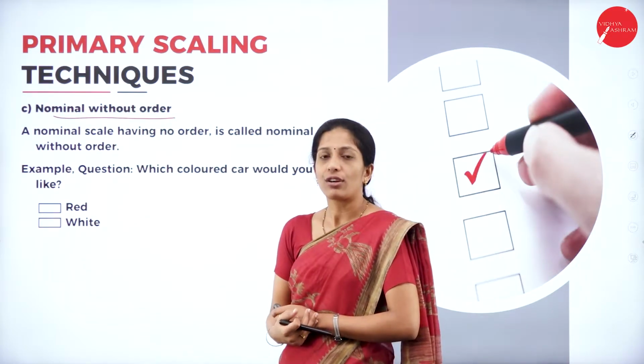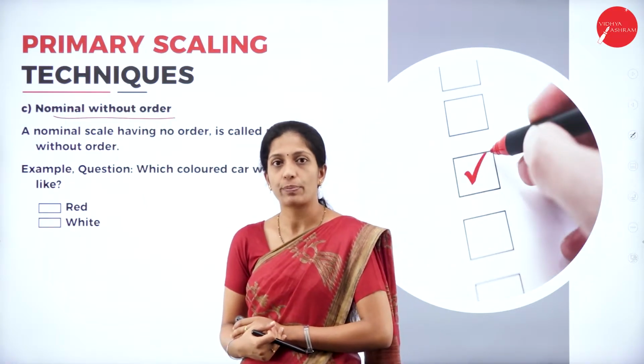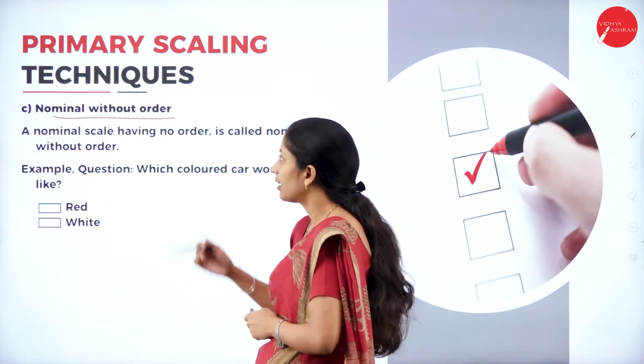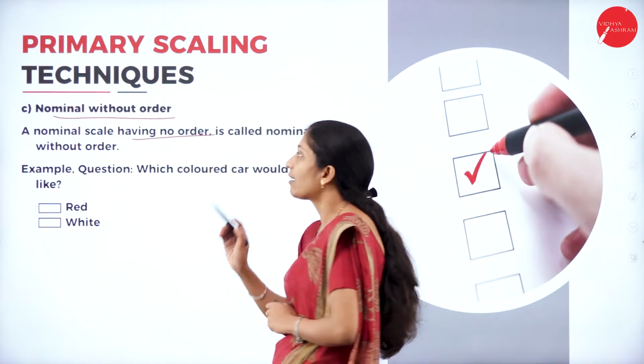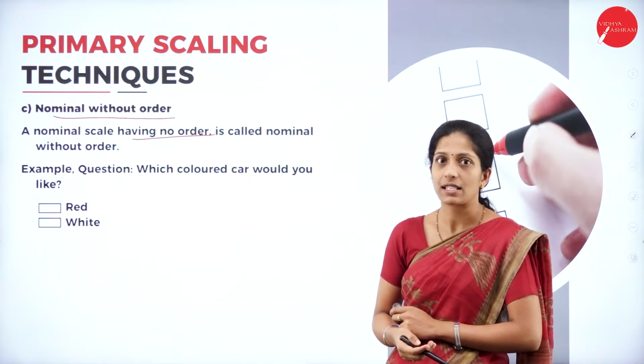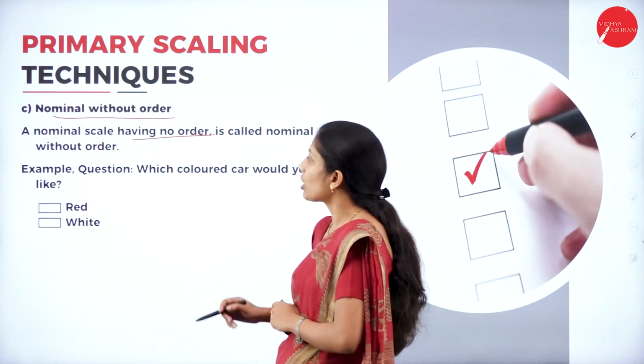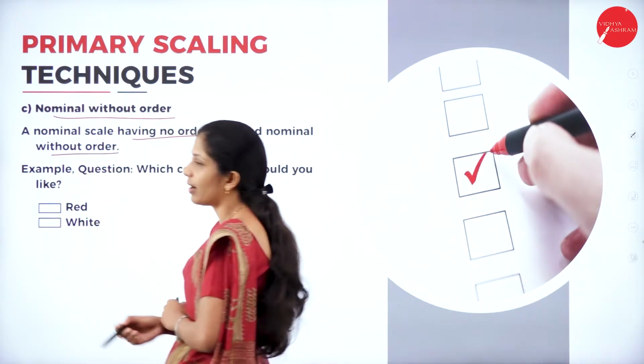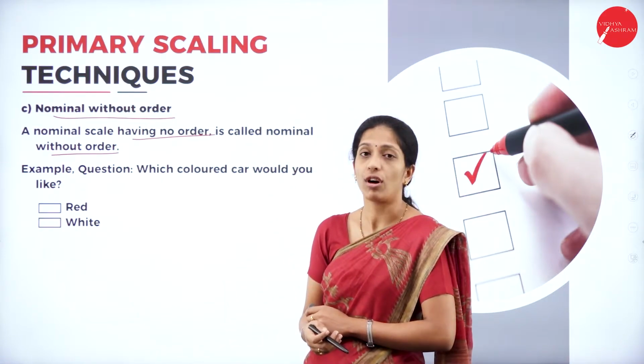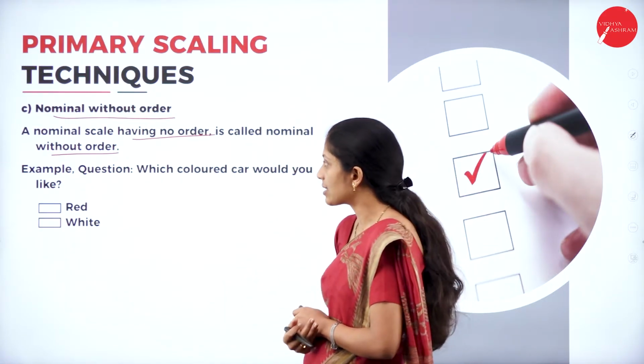And nominal without order. Here also they will give the options, but there is no order in that. A nominal scale that has no order is called nominal without order. So, here there is no order for the respondents to answer.